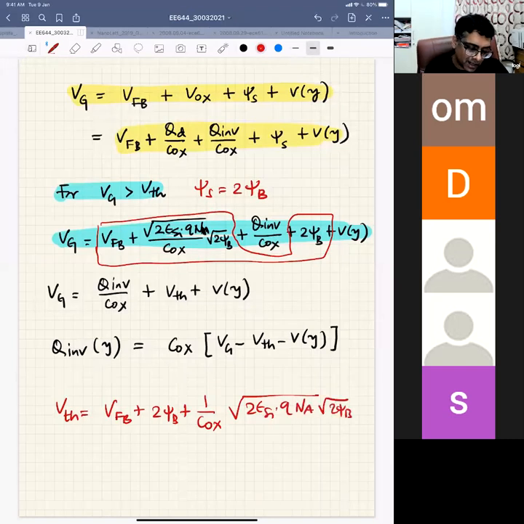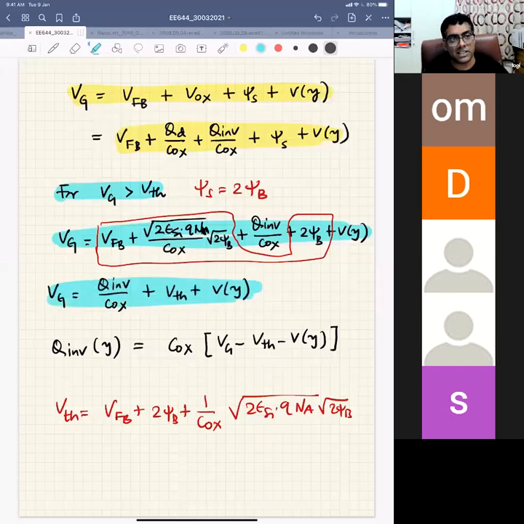So I could write my gate voltage this way. Your gate voltage is Q inversion by Cox plus Vth plus Vy, and this Q inversion will be Cox times Vg minus Vth minus Vy, right? Now the inversion charge, because your potential is changing across the surface from source side to drain side, your inversion charge will also change. The inversion charge will be a function of y, and you could write it like Cox times Vg minus Vth minus Vy. So this is the inversion charge.